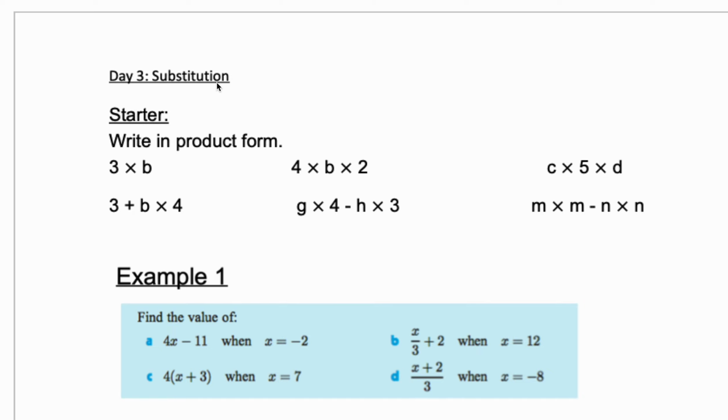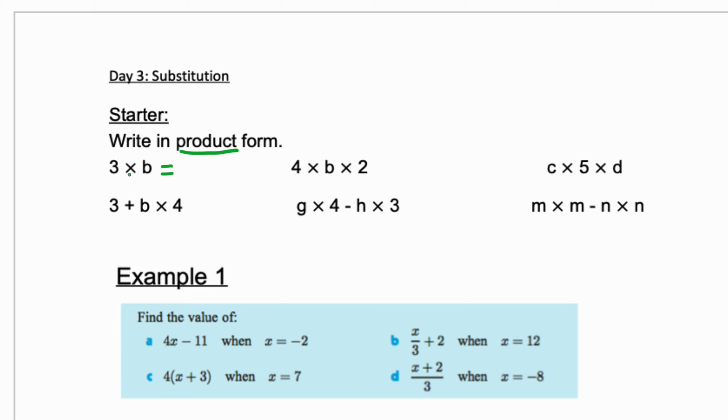Hello, grade 6. Today we're doing substitution, which is just substituting a number for a variable. But first, the starter has nothing to do with substitution. The starter is write in product form. Okay, that means just write it without the multiplication sign.